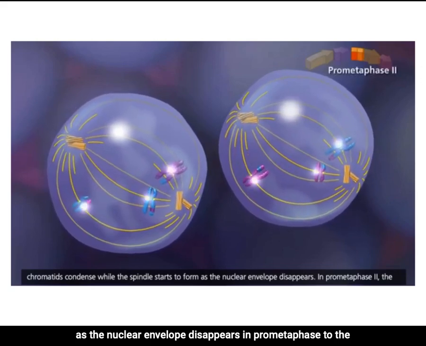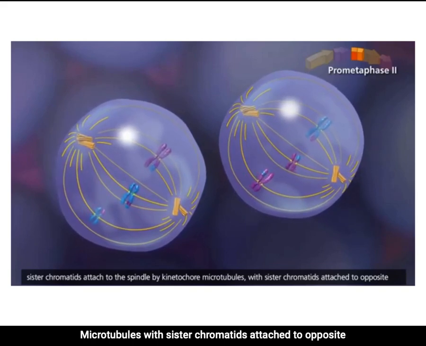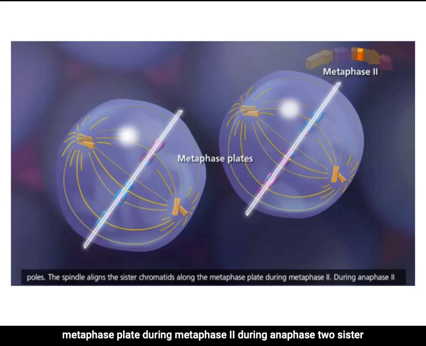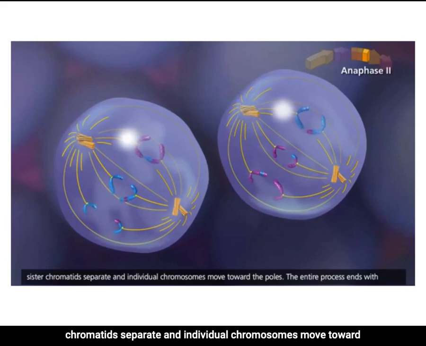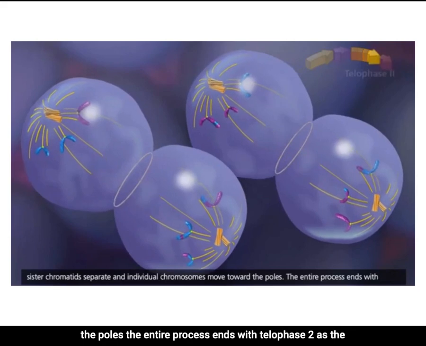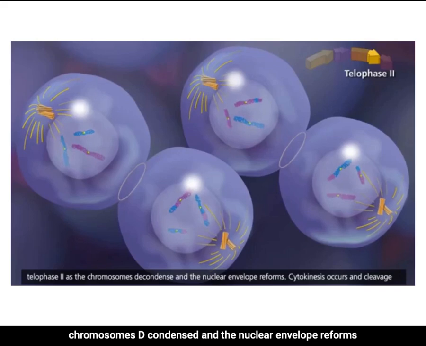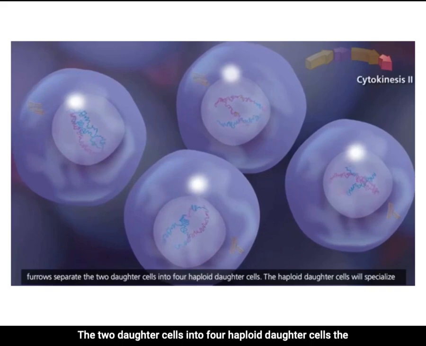In prometaphase II, the sister chromatids attach to the spindle by kinetochore microtubules, with sister chromatids attached to opposite poles. The spindle aligns the sister chromatids along the metaphase plate during metaphase II. During anaphase II, sister chromatids separate and individual chromosomes move toward the poles. The entire process ends with telophase II, as the chromosomes decondense and the nuclear envelope reforms. Cytokinesis occurs and cleavage furrows separate the two daughter cells into 4 haploid daughter cells.